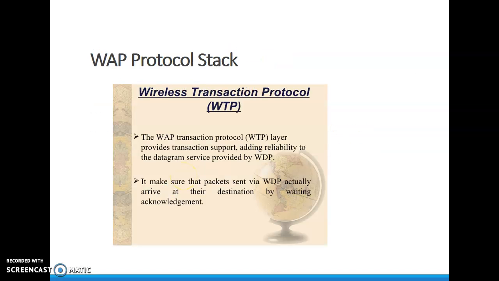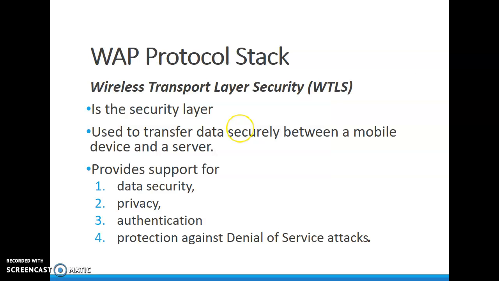This WTP provides the transaction support, adding reliability to the datagram service provided by the WDP. WDP is known as wireless datagram protocol, and WTP makes sure that the packets sent through WDP actually arrive at their destination by waiting for an acknowledgement. The next one is wireless transport layer security. It is a security layer used to transfer data securely between a mobile device and a server, and its features are data security, privacy, authentication, and protection against denial of service attacks.